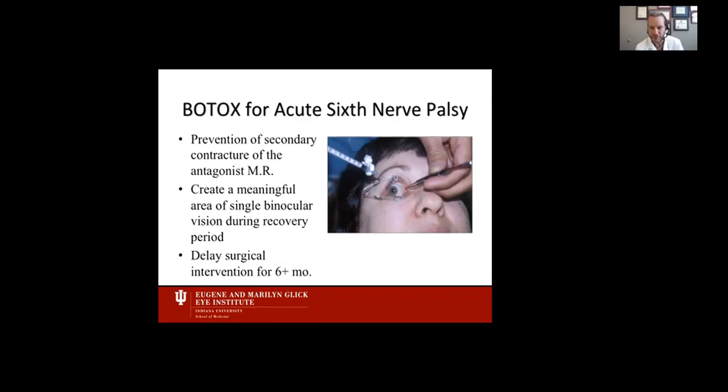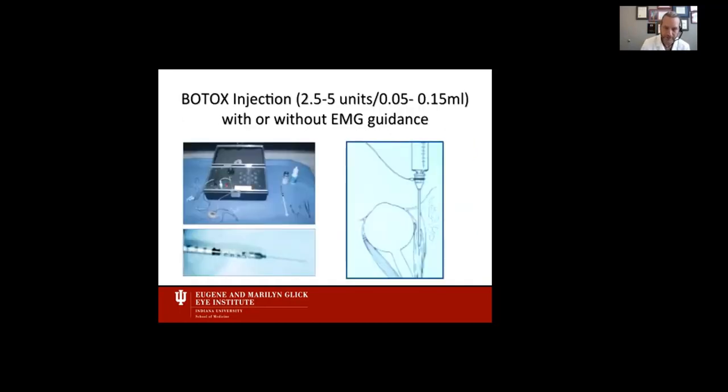Now, this photograph shows it being done with an EMG needle. And I do have that available, but over the years, frankly, I've just stopped using this. I don't know that it's necessary, so I don't feel like if you don't have this EMG machine and the connection to an EMG needle, that you can't do BOTOX.